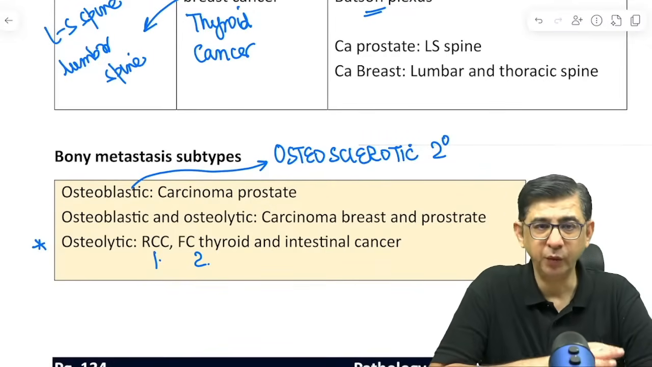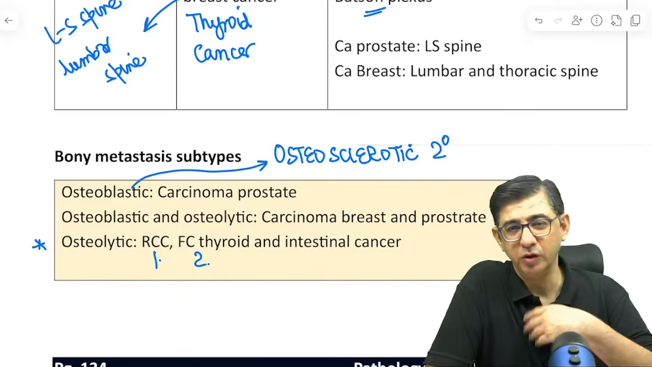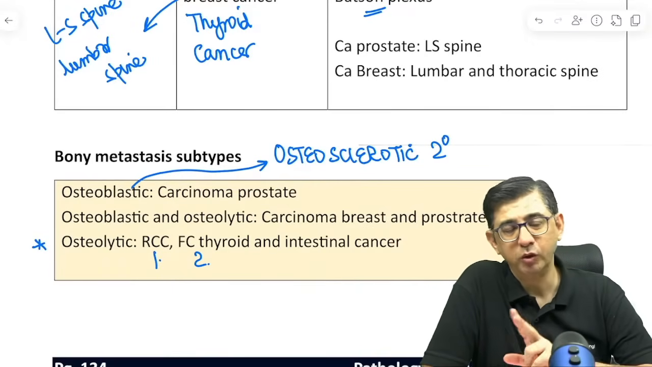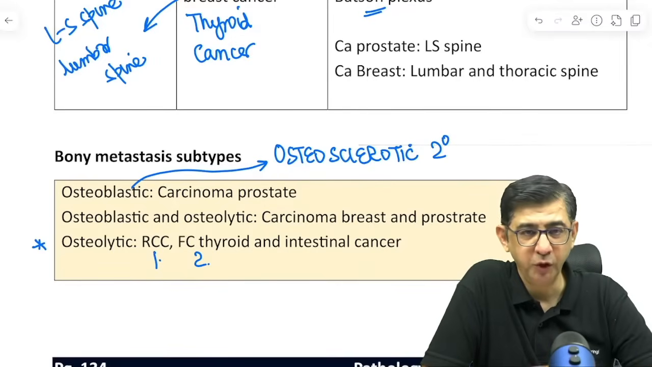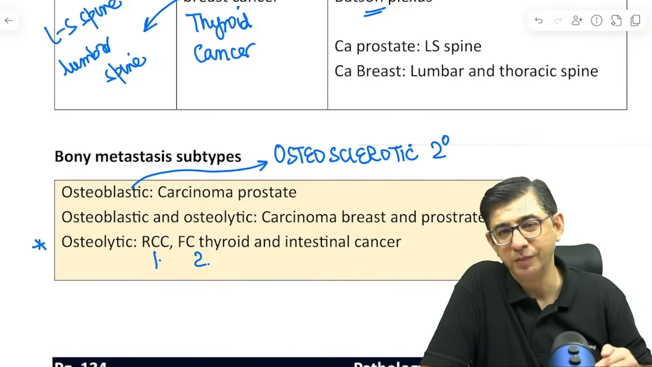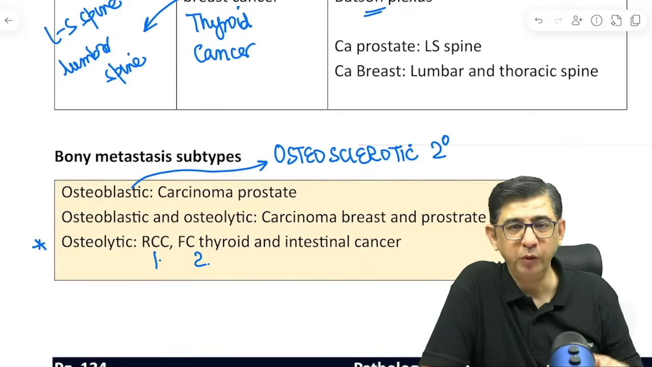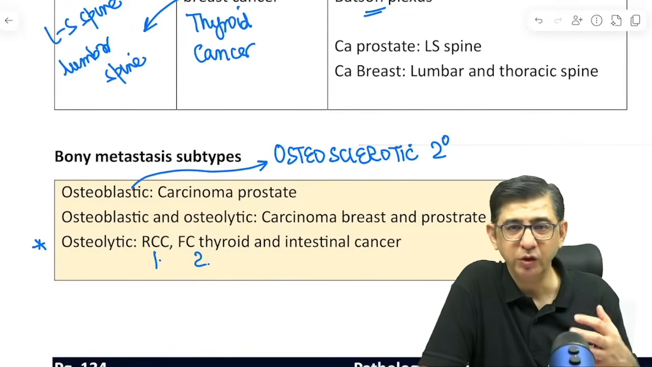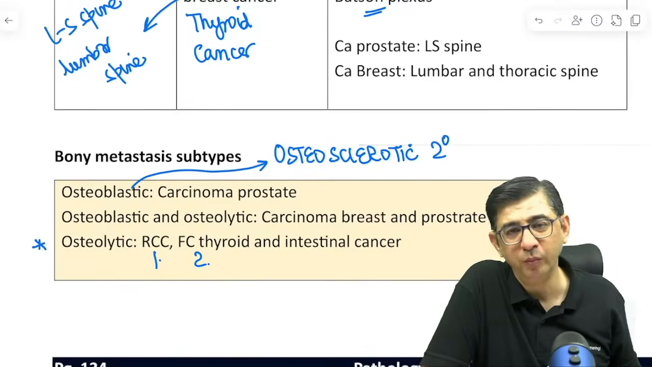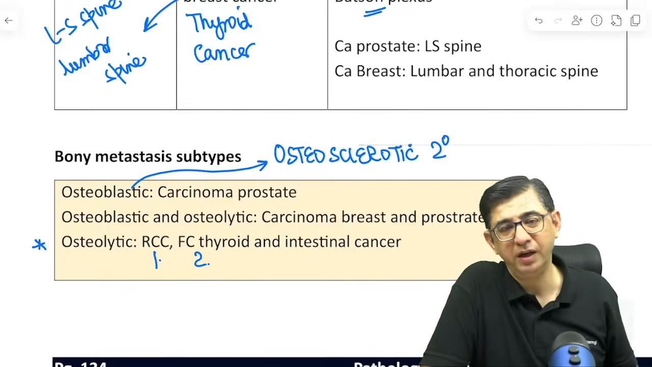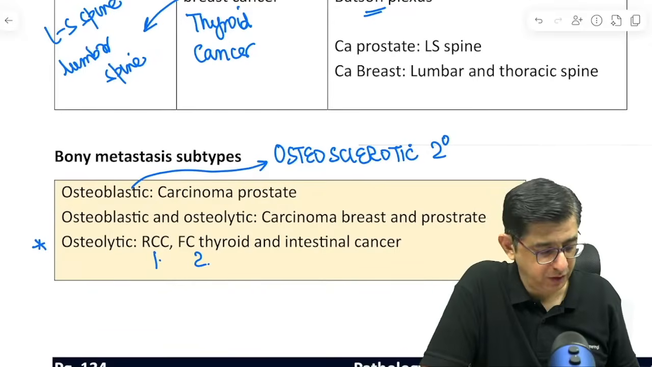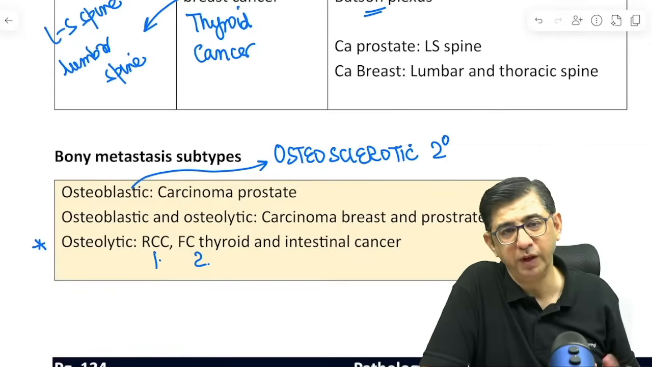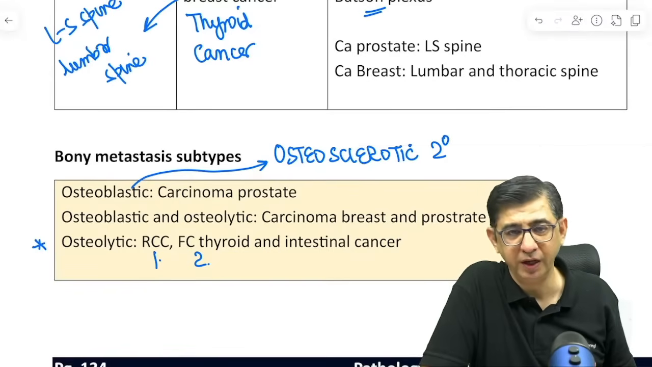I repeat the data once again. Osteoblastic was written as osteosclerotic. Answer still remains the same, prostate cancer. Prostate can be both osteoblastic as well as osteolytic, so can breast. So it is unlikely that they will put up the second information to you. Either they will put up the osteoblastic one or the osteolytic one, and it is usually the osteolytic that people tend to forget more often. So I will re-emphasize that renal cell carcinoma and follicular cancer of thyroid, both of them are the osteolytic secondaries that have to be remembered.